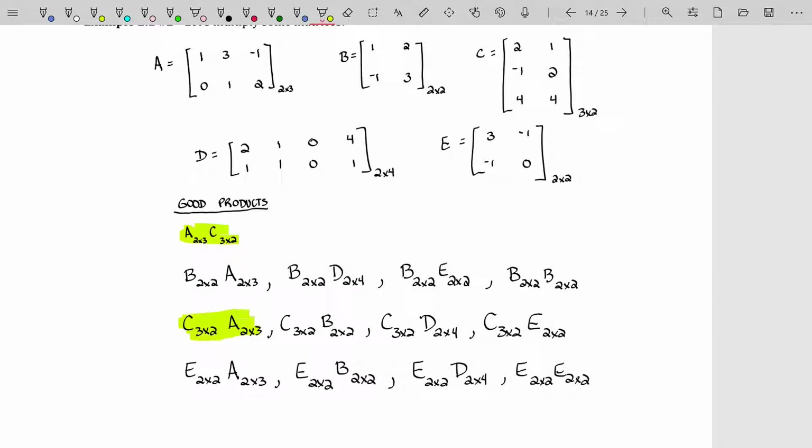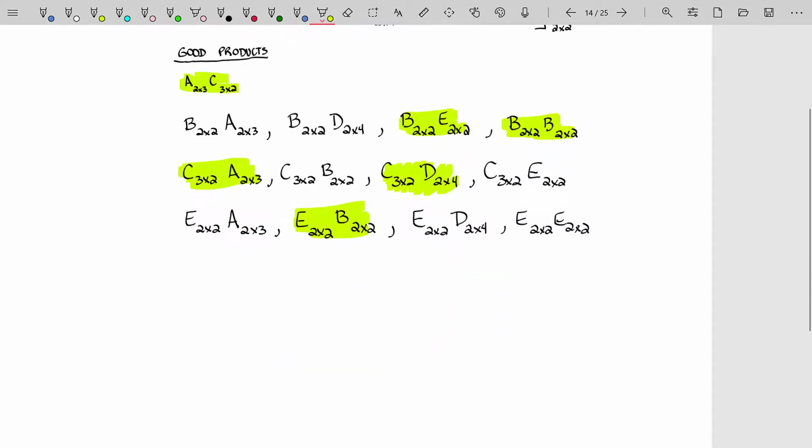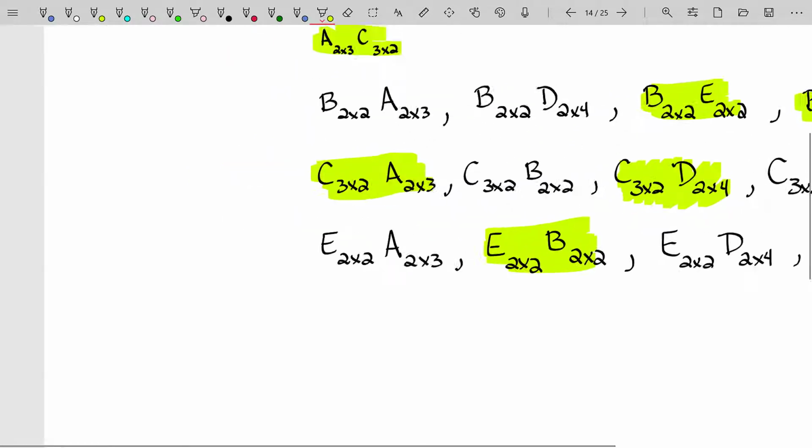I really would like to see what AC and CA look like just to show you that they're not the same. I also want to take a look at B squared here. And let's look at B times E and E times B. That would also be very helpful. And we haven't picked on D, so let's do this one right here. That's quite a few multiplications. Once you see the first one, the rest are pretty fast.